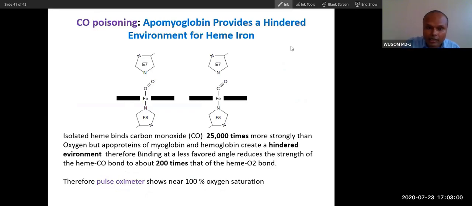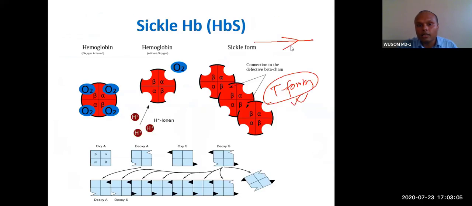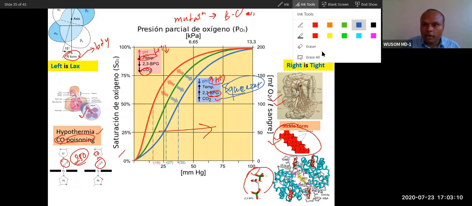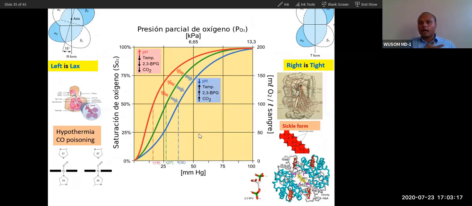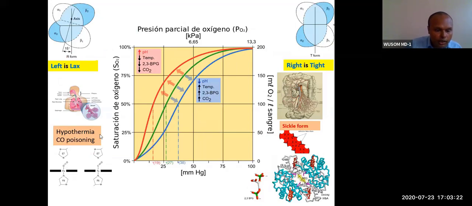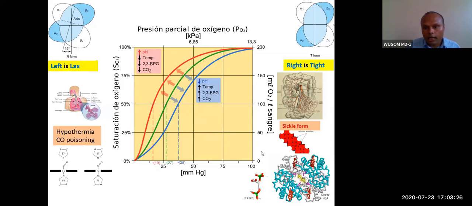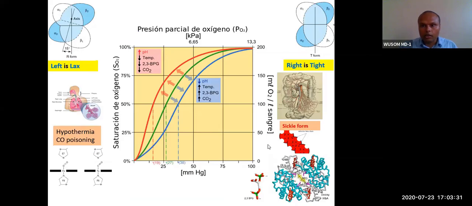So did you all understand this right shift and left shift, mainly these three factors? Will you remember these three factors? Yes, sir. Just remember this: right is tight, left is lax. Two factors, hypothermia and carbon monoxide poisoning, will cause left shift, and these two factors, sickle cell and BPG, will cause right shift. So with this, I'll finish today's lecture.